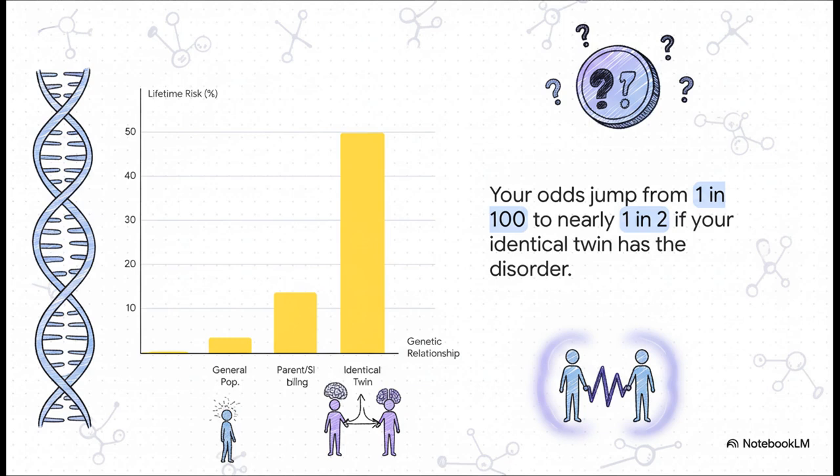And then there's the genetic piece, which is just undeniable. For anyone in the general population, the risk is about 1%. But if you have a parent or a sibling with a disorder, that number jumps to 10%. And get this, if your identical twin has it, it's literally a coin flip, a 50% chance. That points to a really powerful genetic link.